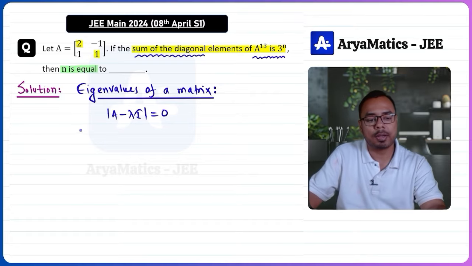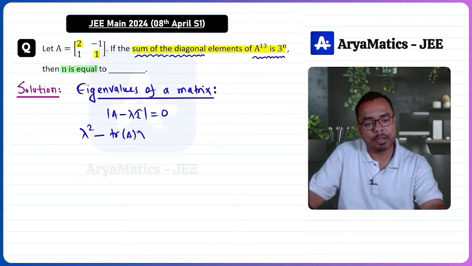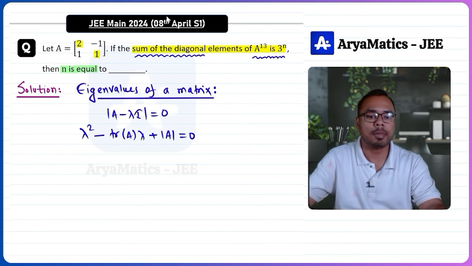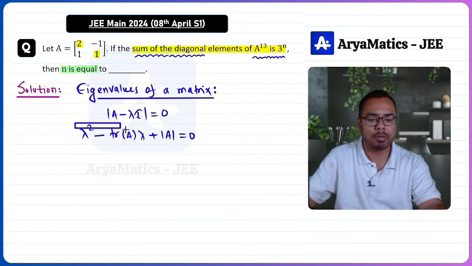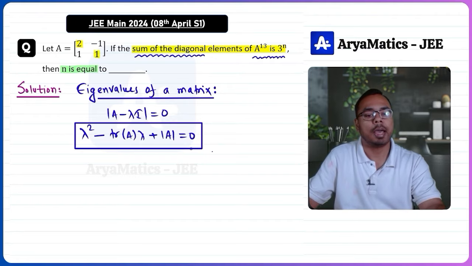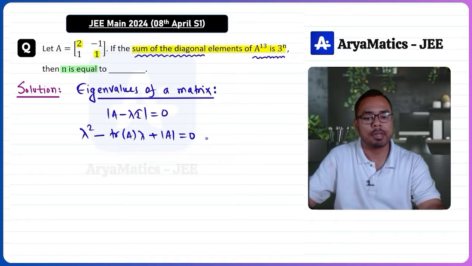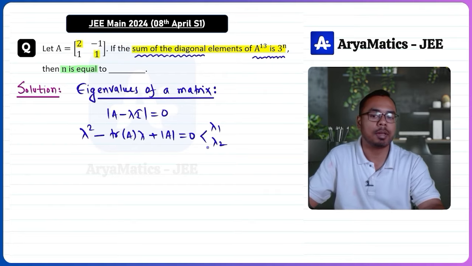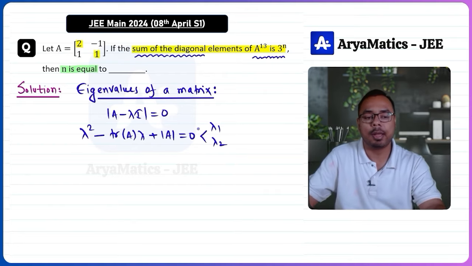Also for a 2 cross 2 matrix, there is one direct formula to write the characteristic equation: lambda square minus trace of A into lambda plus determinant of A equals 0. Using this formula in one line, you can write the characteristic equation of any 2 cross 2 matrix. The roots of this characteristic equation are called the eigenvalues of the matrix. Let us say for this quadratic equation, the roots are lambda 1 and lambda 2. So these lambda 1 and lambda 2 are eigenvalues of this matrix A.